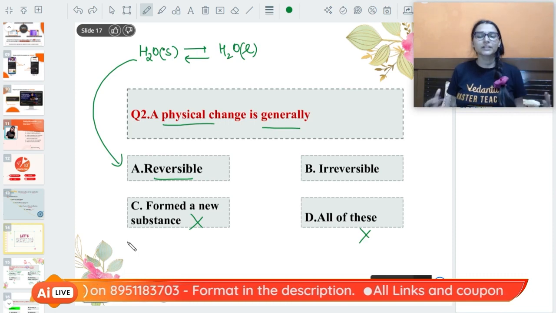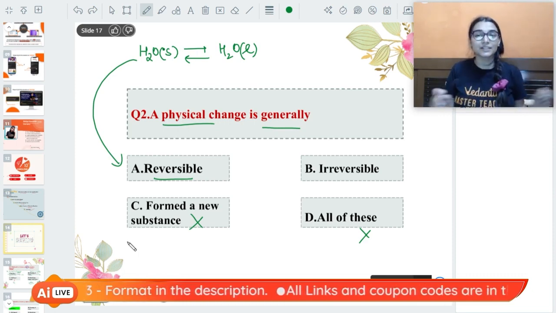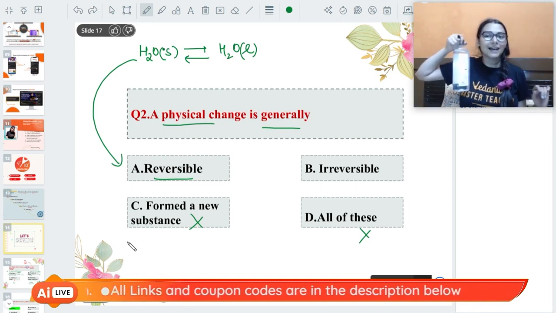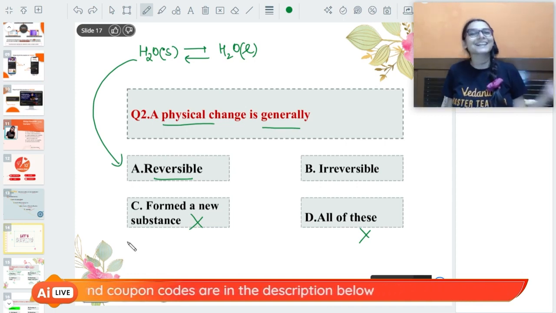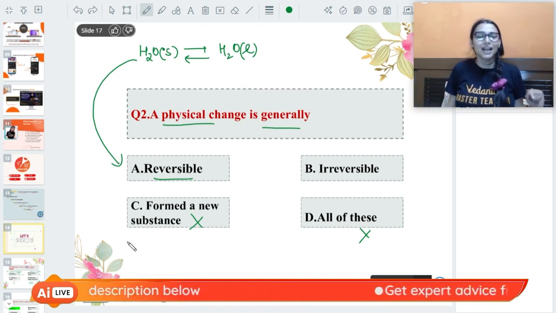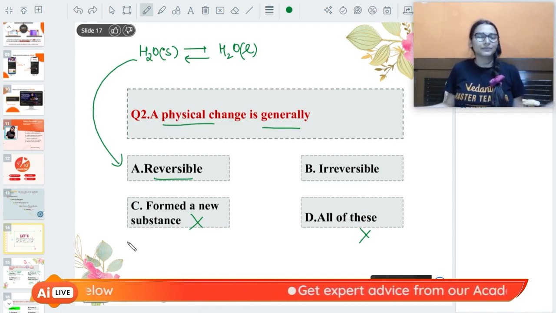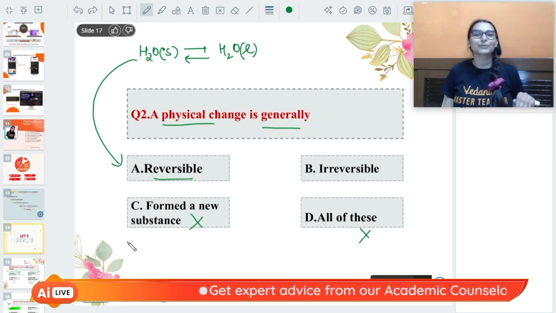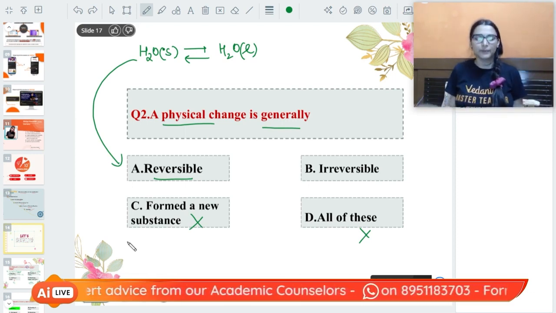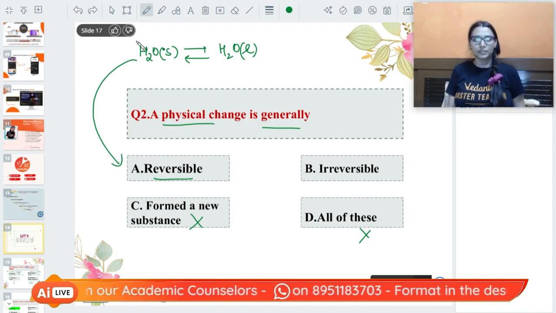Yes, physical changes are generally reversible, not all of them. It doesn't work that way for everything. If I break this glass bottle, the glass bottle cannot be reversed back. Breaking it is also a physical change. If you cut down a tree, it can't be reversed, right? So not all physical changes can be reversed, but most of them are reversible in nature.